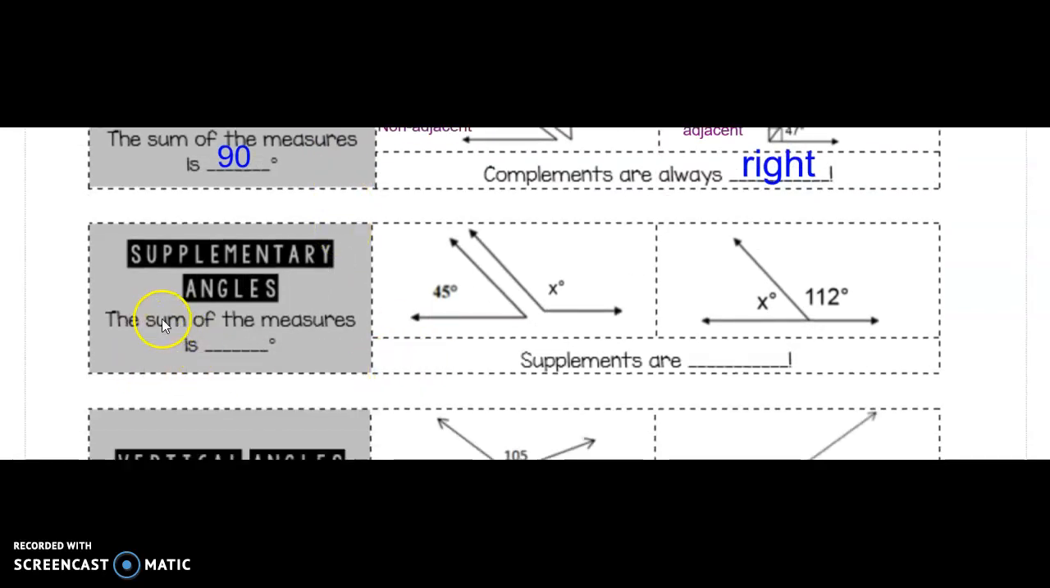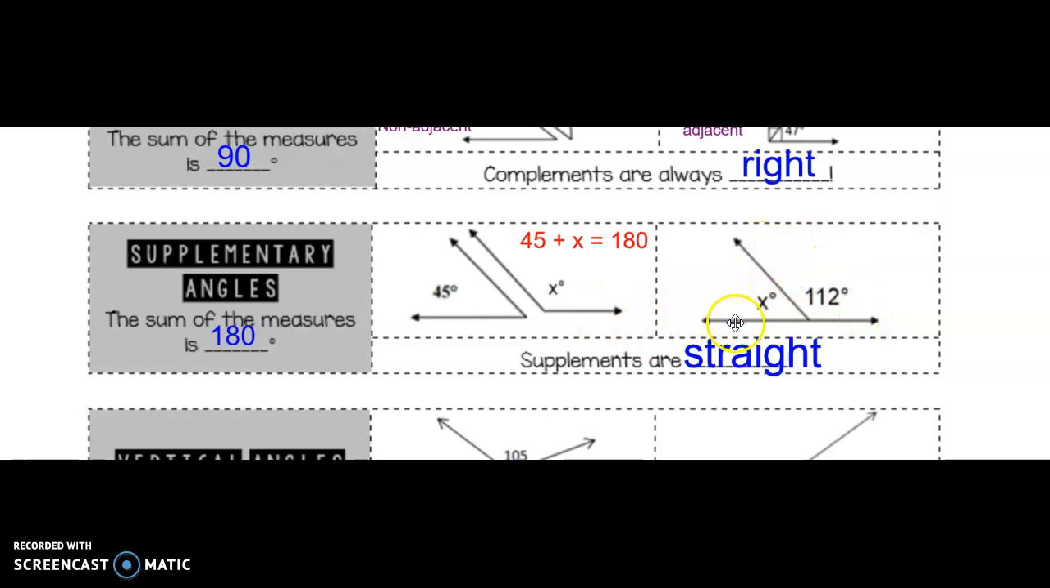Supplementary angles: the sum, or if you add them up, equals 180 degrees. So again, this is an example of non-adjacent angles. 45 and x together, they're making a straight line. If I were to push these together, they would make a straight line. So I have 45 degrees and the angle we don't know, together making 180 degrees.